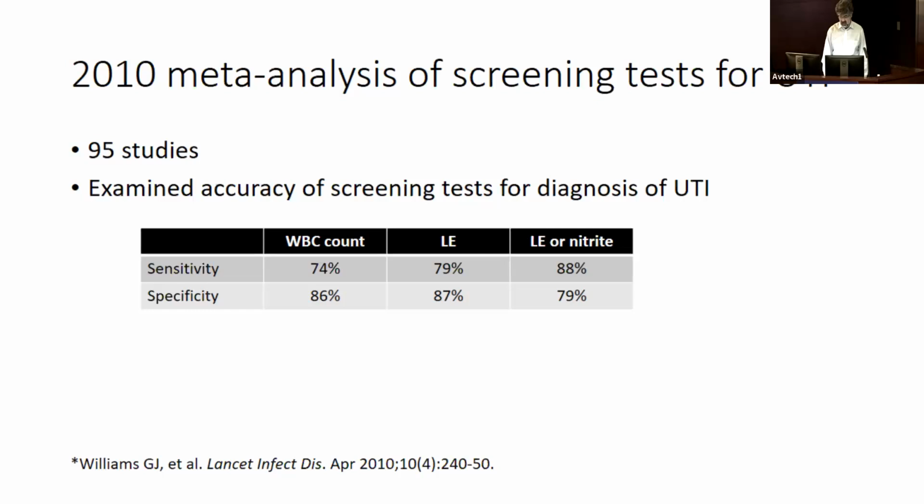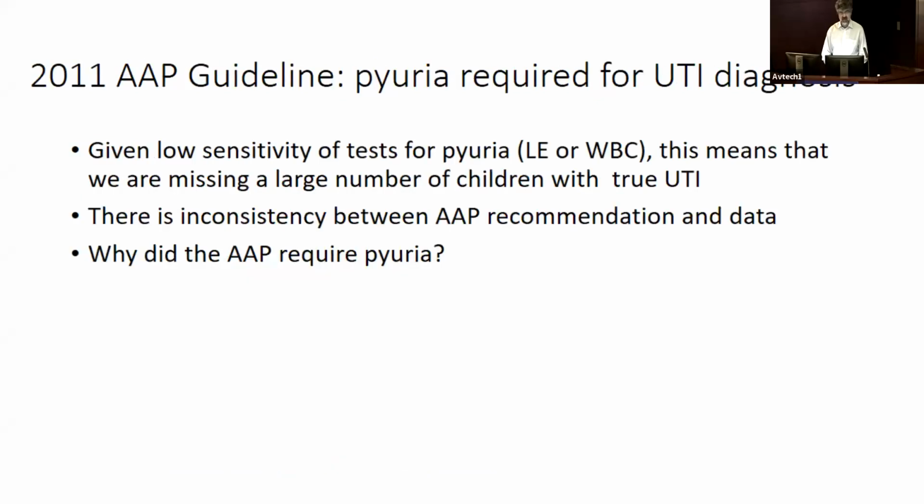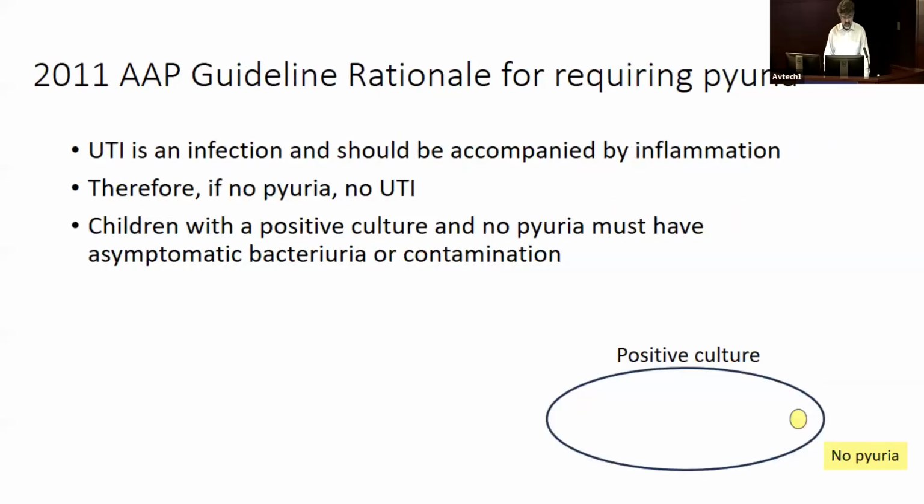So this was done in 2010, and curiously in 2011, suddenly the AAP started requiring pyuria, which always didn't make a lot of sense to me because the data says one thing, but the AAP is saying something else. So there's something going on that's funny. So why did the AAP require pyuria when we know that pyuria has low sensitivity and specificity? This is the rationale that the AAP gave for this move.